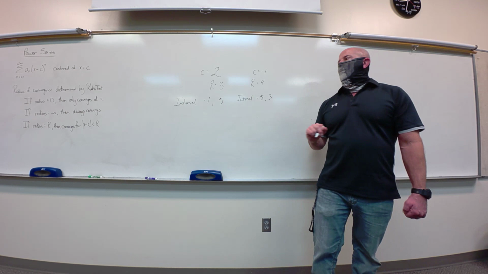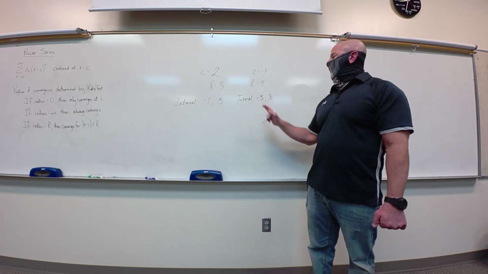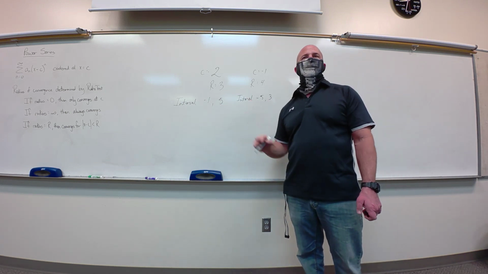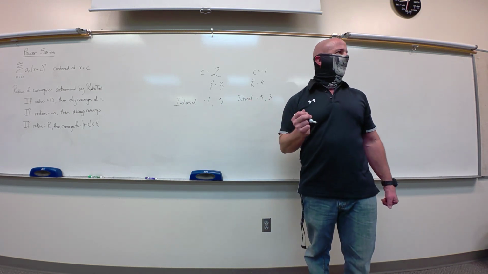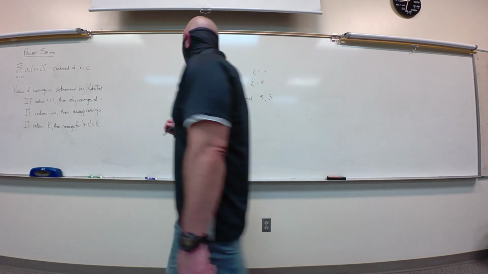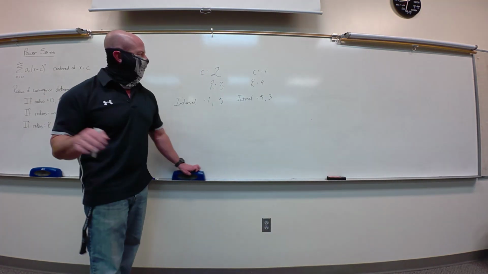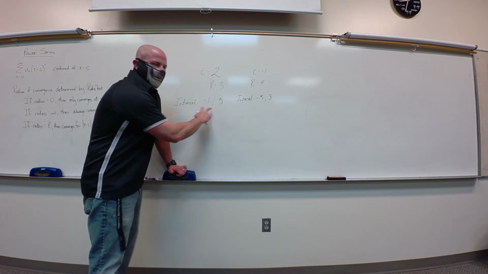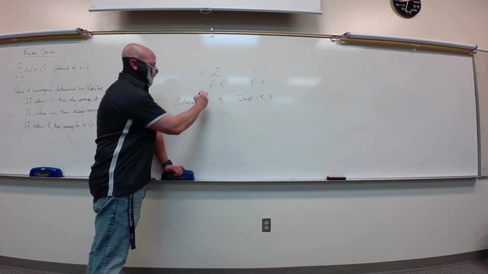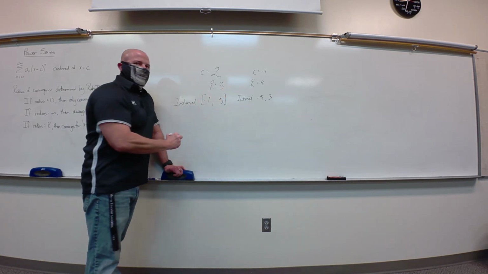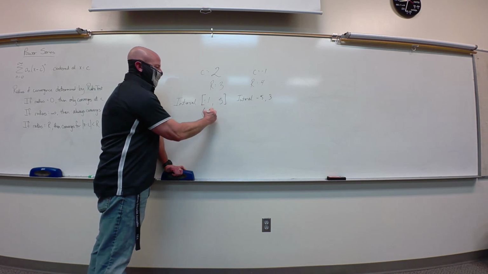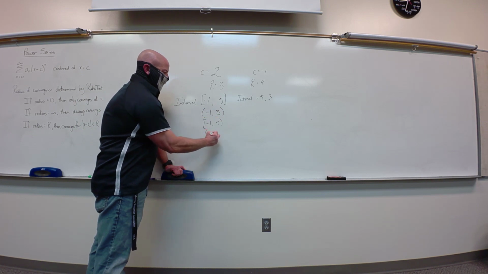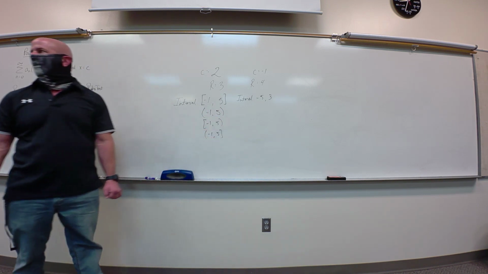What we're then going to have to do, if we have an interval, is determine the convergence or divergence at the endpoints. So this is an interval. If I know c is 2 and r is 3, I know it converges between negative 1 and 5. What I don't know is whether it converges at the endpoints, diverges at both, or converges at one of them or the other. That's what I'm going to have to figure out.